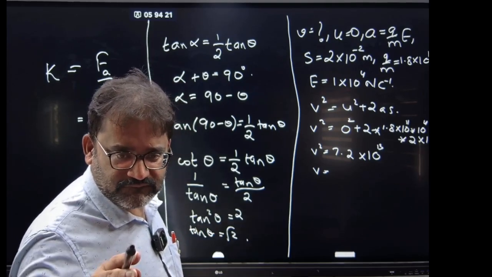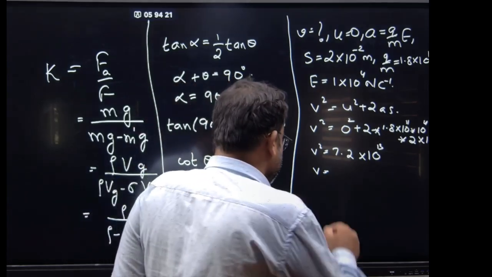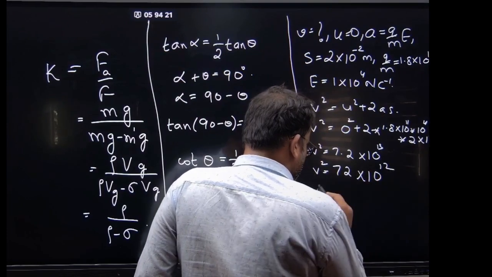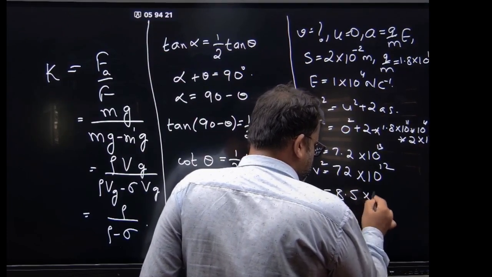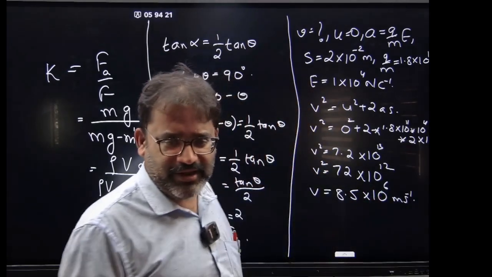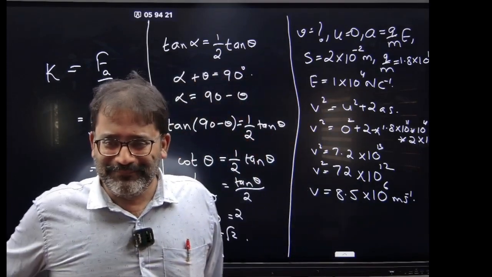Got it? So v square is equal to 72 into the power of 12. That means v is equal to roughly 8.5 into the power of 6 unit meter per second. Right? Take it down.